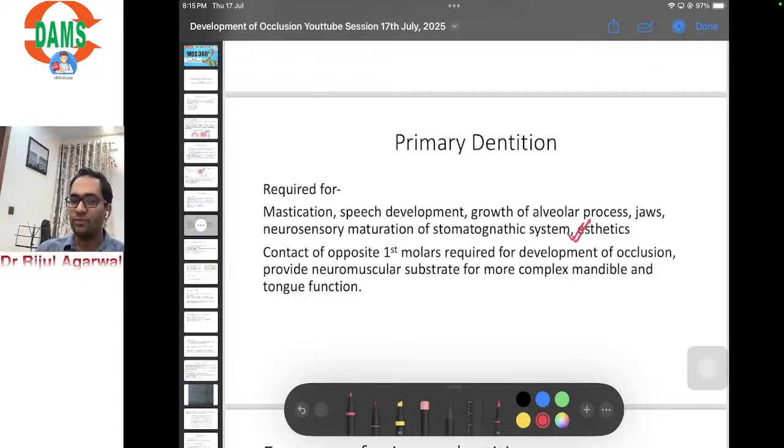Okay, so first we need to establish the contact of the primary first molars for the development of occlusion and bite, so as to provide the neuromuscular substrate for more complex mandible and tongue function. So as we know, there is a neuromuscular coordination. Teeth are attached to the bone with the help of periodontal ligament. The nerves run and relay a neural stimulation to the condyle through the brain, so that there is development of jaw and bones occur normally.